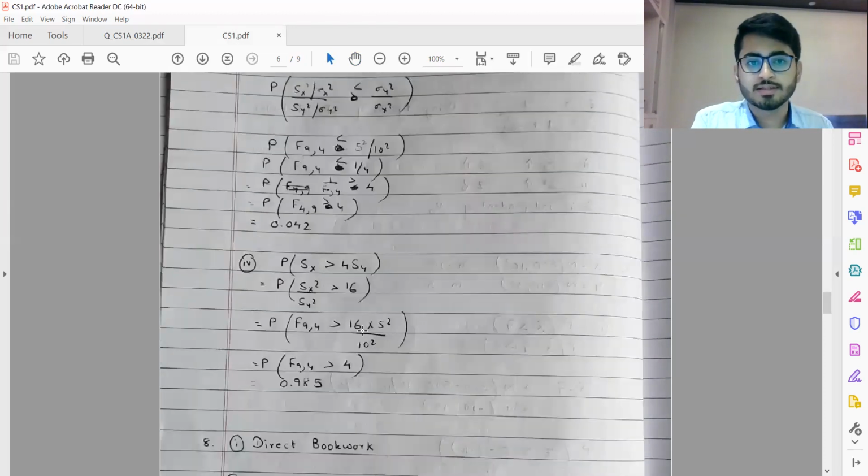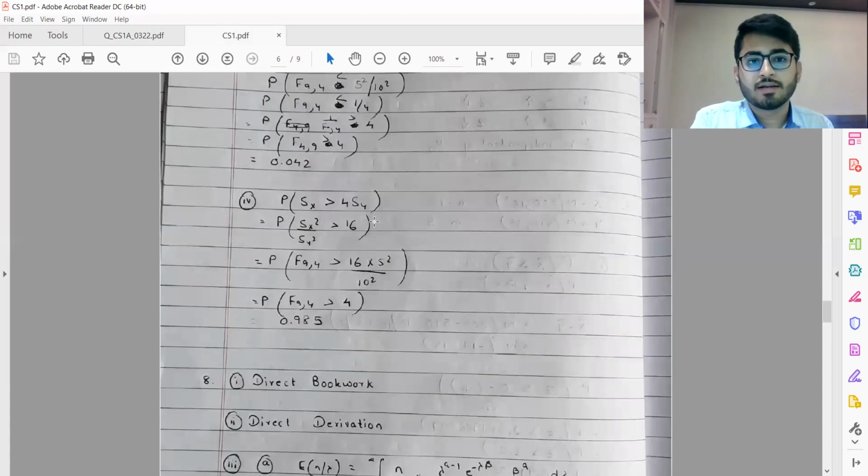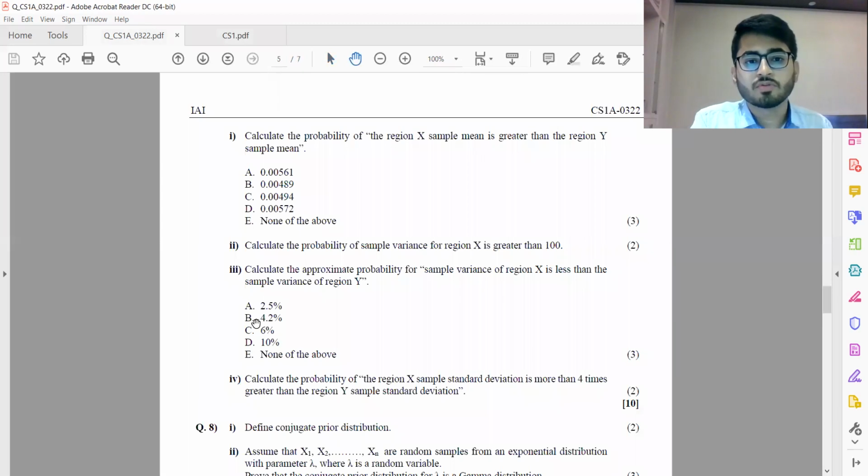Part 4, again, it is asking for P(Sx is greater than 4S4). Okay, so in part 3, we already have an option B, it's 4.2%. So we select that. Now again, depending on some interpolation or the other, you could get none of the above. So it's on the discretion of IAI how they intend to mark this.